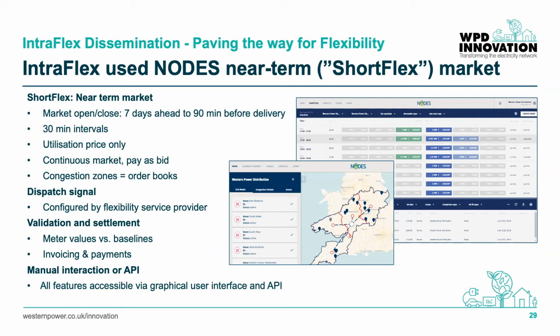So for Intraflex, WPD bought flexibility as 30-minute products, and we set market opening to 7 days ahead of the delivery date, and gate closure time was set to just 90 minutes prior to delivery, and minimum bid size was set to 1 kilowatt. So that allowed smaller assets to participate as well.